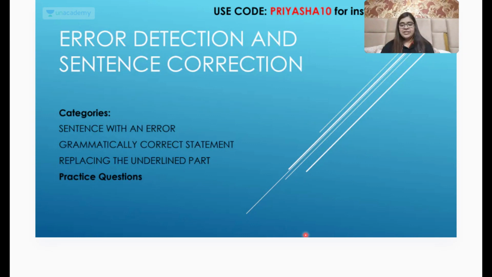Moksh also for CMAT 2022. Okay, Himadri, hi. All right then.